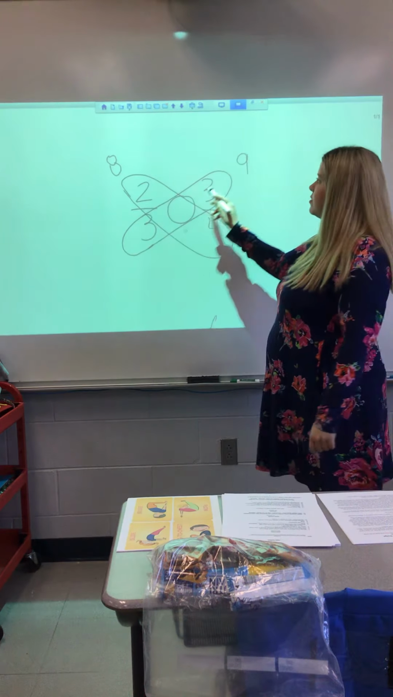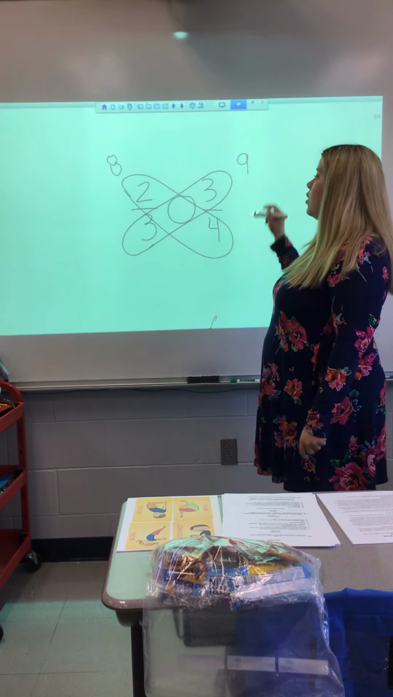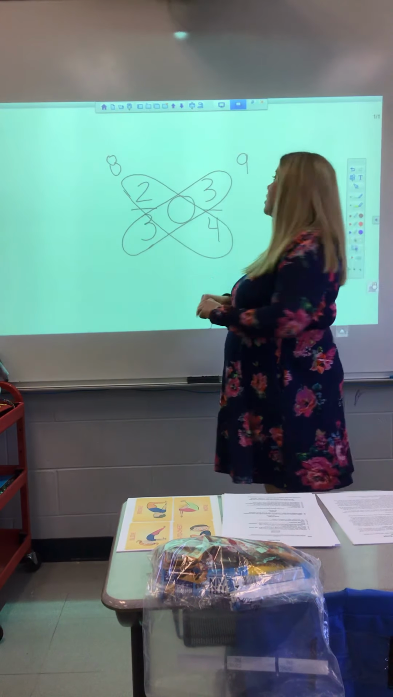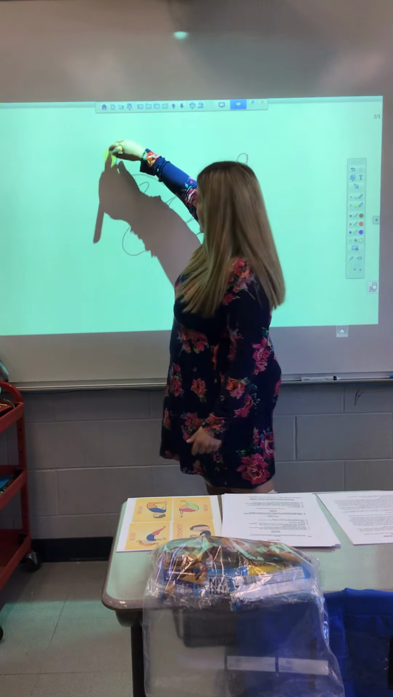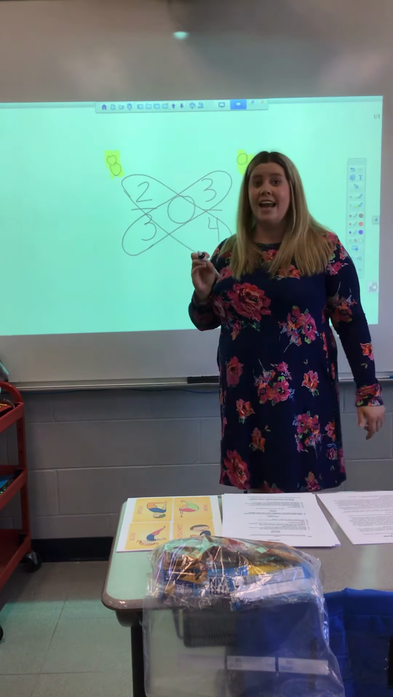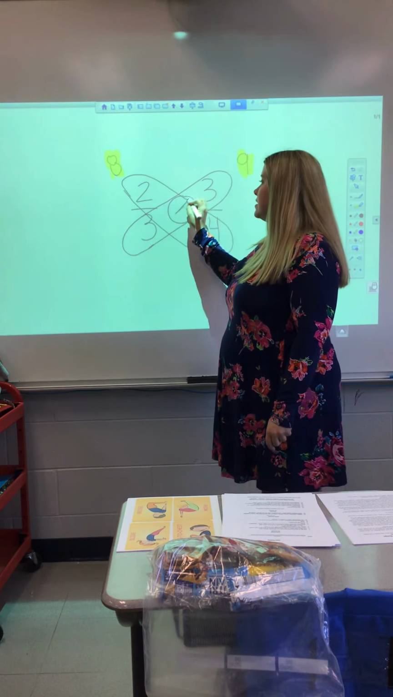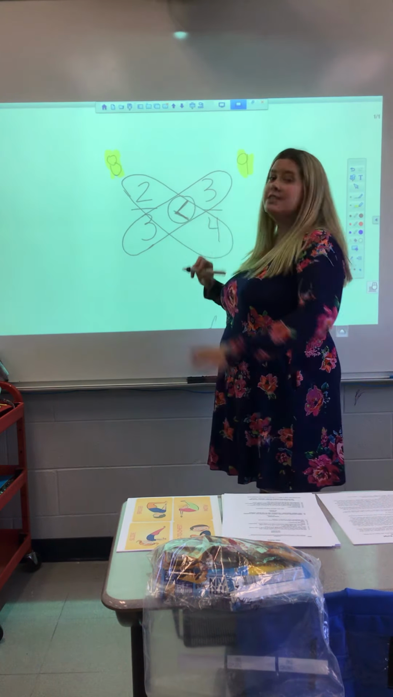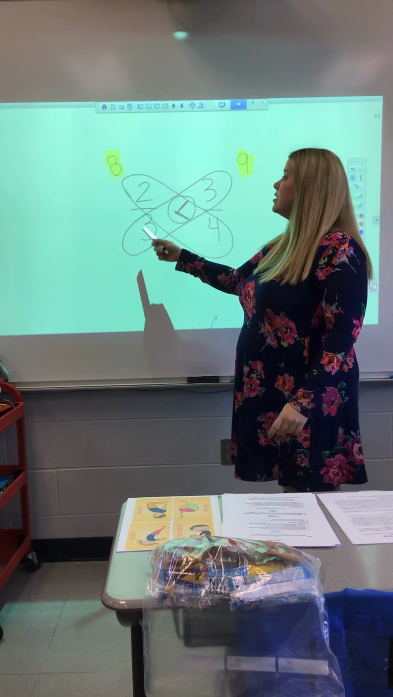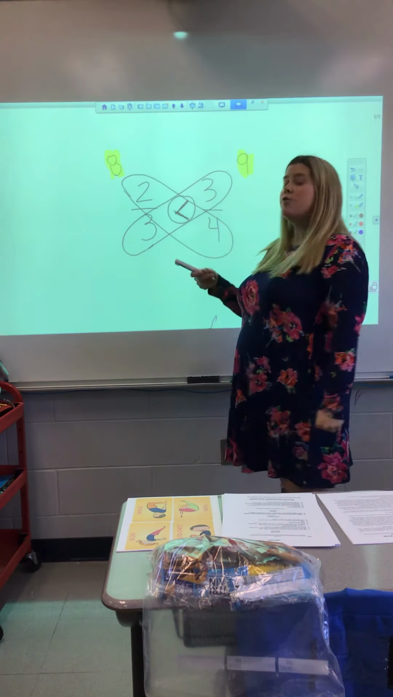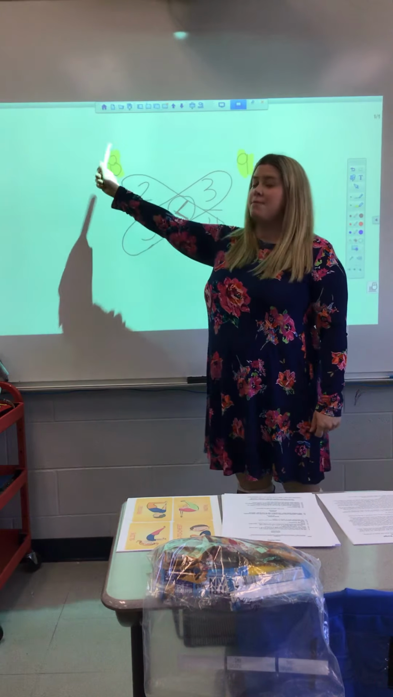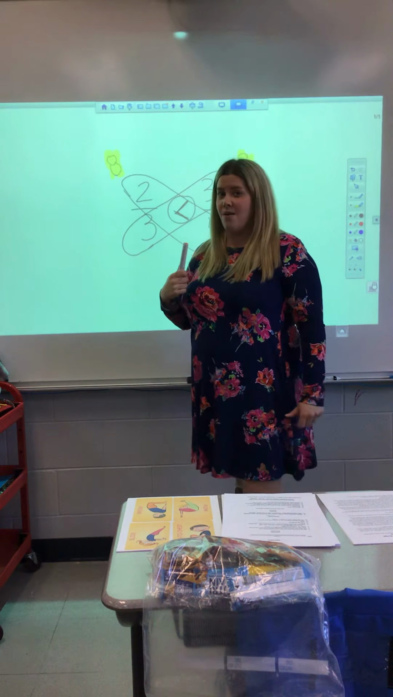I do 3 times 3 and put my 9 right here. 4 times 2, I put my 8 right there. What number is greater? Is it 8 or 9? Right, 9. So I'm going to put my symbol, remember if it was an alligator mouth, it would be eating the 9. And then I would read this as 2/3 is less than 3/4. Okay? And I know that because I did my butterfly and my multiplication to figure it out.